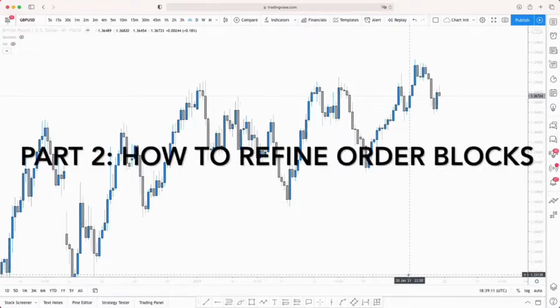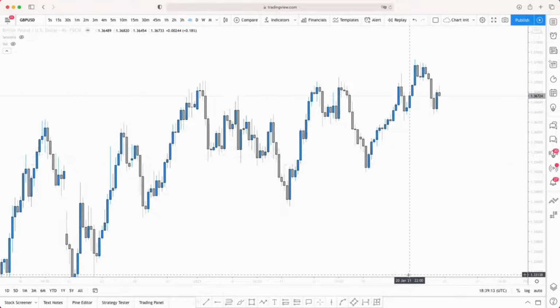Welcome to part 2 of the order block strategy. Now, order blocks, we have already identified what they are and how they are produced. Now we're going to talk about refining order blocks.